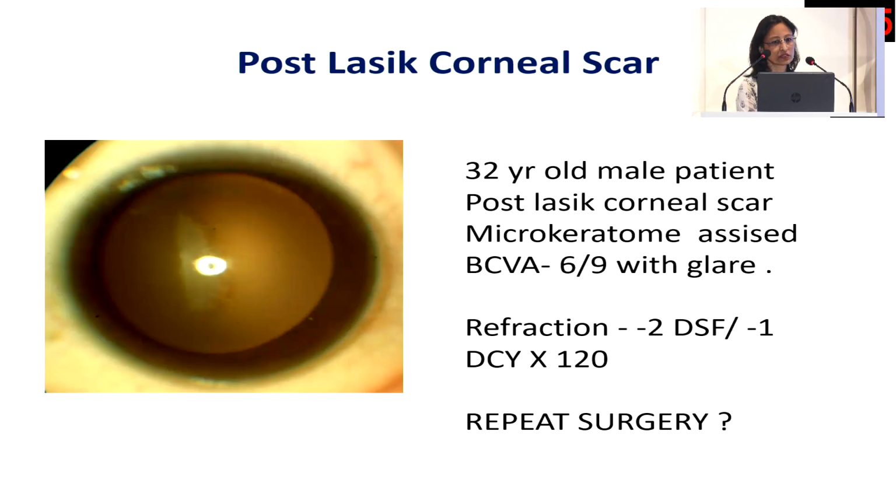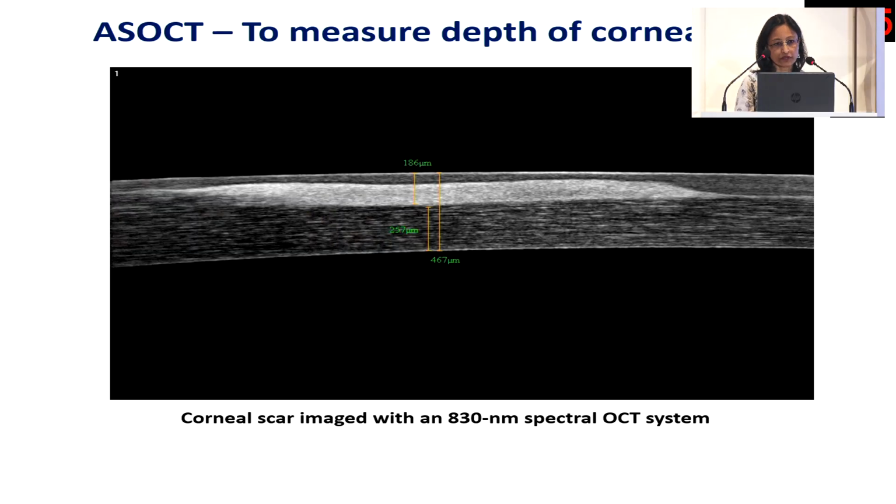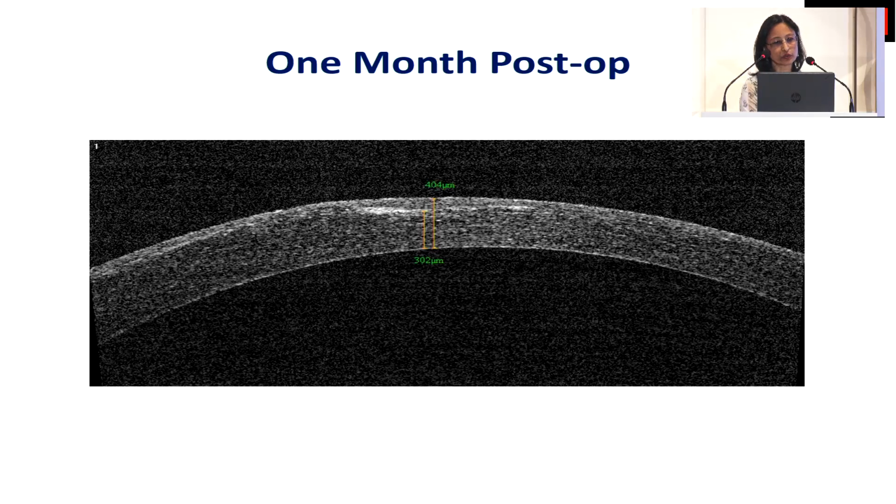For example, this is a case, a 32-year-old male patient who had undergone LASIK surgery somewhere else, and the patient had a paracentral scar. There was a lot of glare, and the refraction was -2 spherical with -1 cylinder, and the patient wanted repeat surgery, but the previous records were not available. We did AIOS2025 to see the depth of the scar, and you can see that the scar is involving almost the whole thickness of the flap. But if you see very clearly, the residual stroma is good enough, so we decided to just peel off the scar, and this is 1 month post-op. The patient had sufficient corneal thickness even after surgery. With RGP lenses, till date the patient is doing fine.